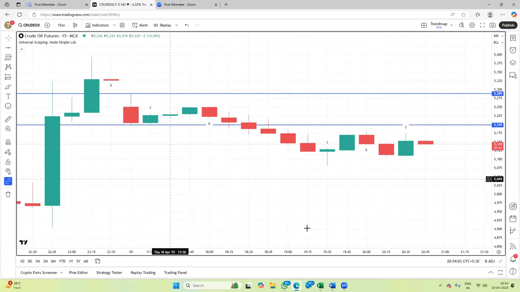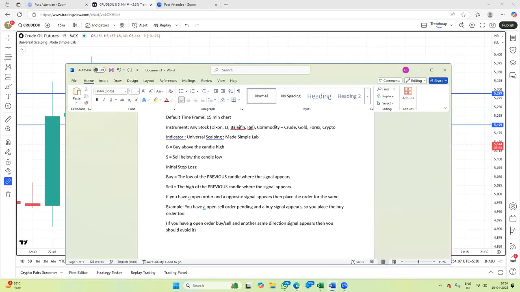Once you have placed the initial stop loss, then the next thing comes: the target. What would be the target? Now, the 50% target will be 1% of the instrument value. What would be the 1%?